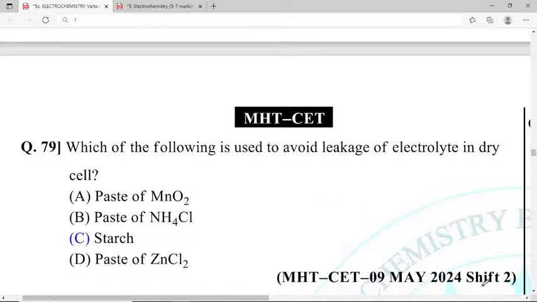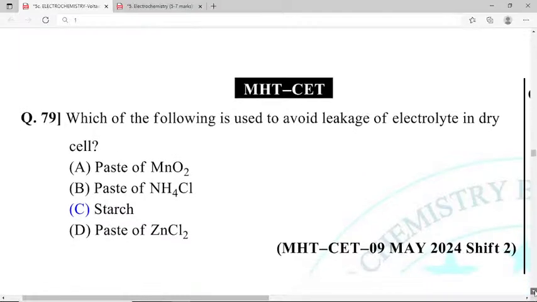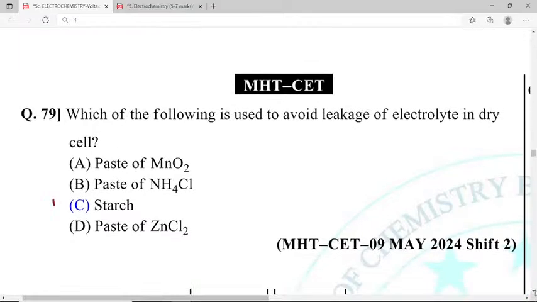Which of the following is used to avoid leakage of electrolyte in dry cell? Starch solution is used to avoid leakage of electrolyte in dry cell.